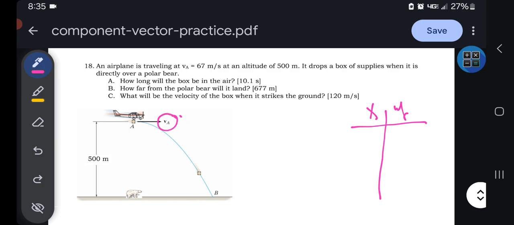Velocity in the A is entirely in the X, and because of that, the Y velocity initial is 0, because it is all in the X.